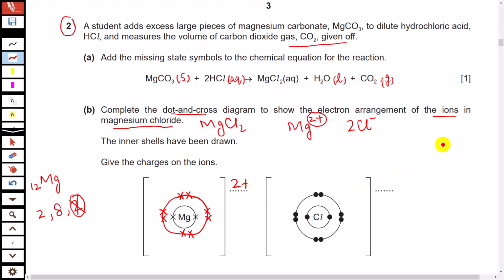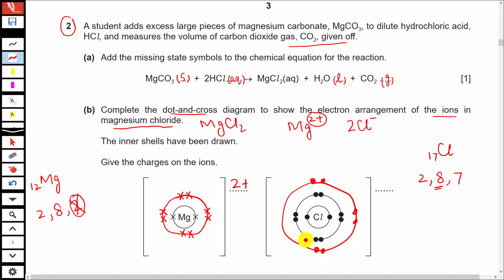On the other hand, chlorine is element number 17. It has 2, 8 and 7 electrons. When it has the negative charge, it means 1 more electron has been added. So there should be 8 electrons in its valence shell now. 2 electrons in the first shell are already there, then 8 electrons in the second shell. So I am drawing another shell, and there should be 7 dots.